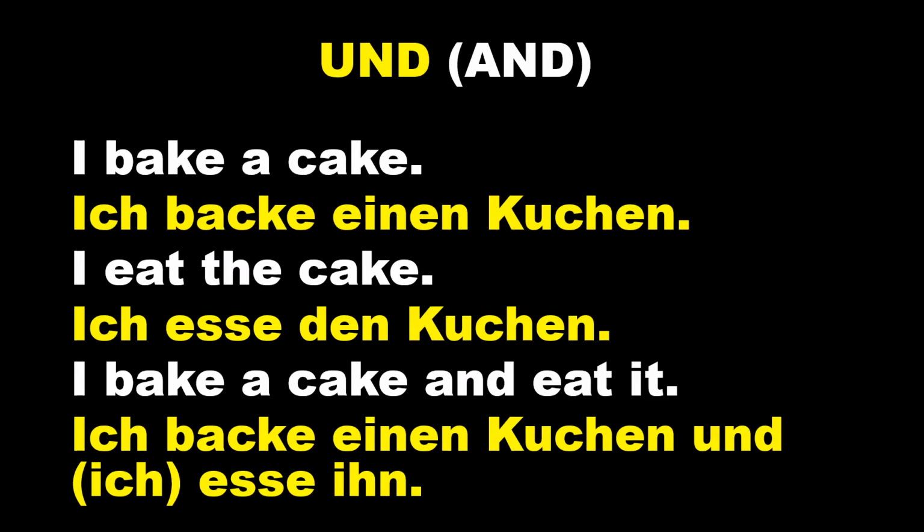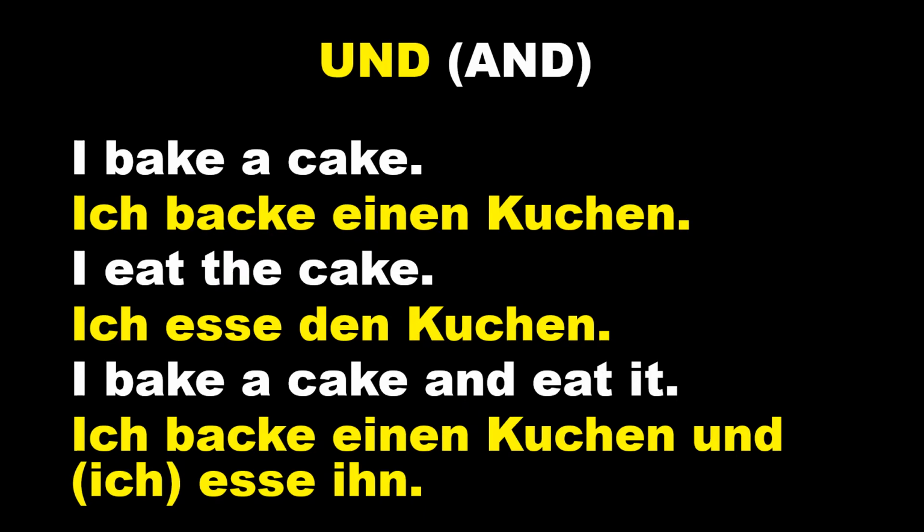Ich backe einen Kuchen. Einen Kuchen, why einen? Because it is an accusative object. Und esse ihn. Ihn is again an accusative personal pronoun. So I hope you have understood how to use und. Ich backe einen Kuchen und esse ihn. Und is always at zero position and the verb is at the second position. We have to just assume that there is a subject, ich, which I have not written.